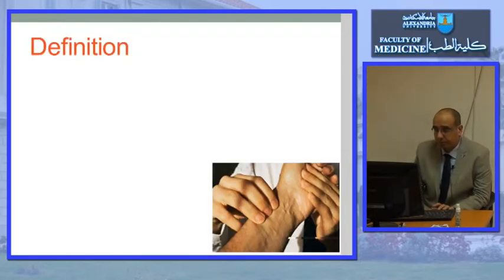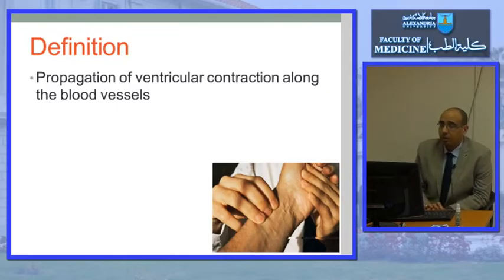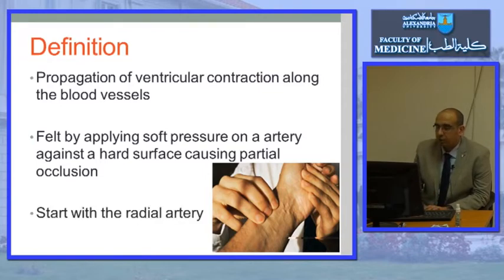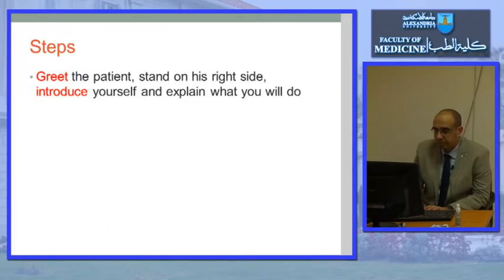Regarding pulse. Pulse is defined as the propagation of the ventricular contraction along the blood vessels. It is felt by applying soft pressure on the artery against a hard surface, mostly a bone. The most common artery to be used is the radial artery.